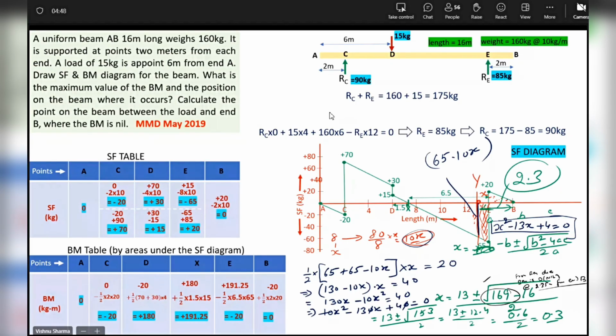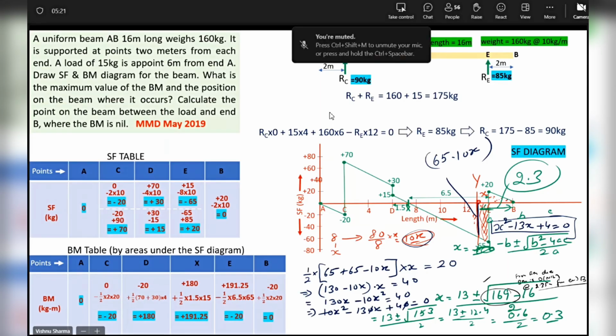Any questions, guys? So I have told you both the methods. Those of you who are mathematically sound and want to calculate, can calculate. If you are not in a position to calculate, obviously your answer will not be exactly accurate. There will be plotting errors. Okay. Guys, any questions on the last part of it where the BM would be nil between D and B?